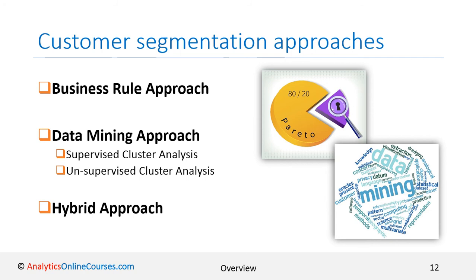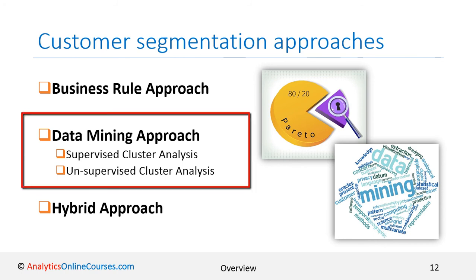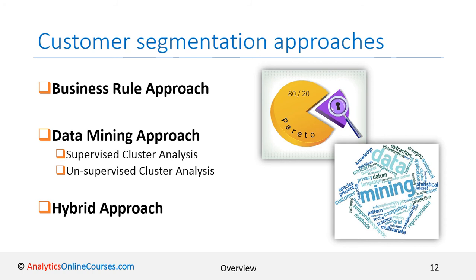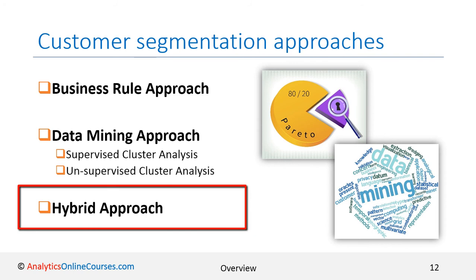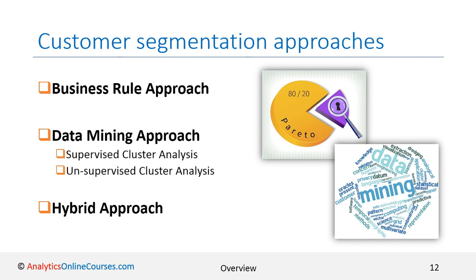What are the customer segmentation approaches? At a high level, we can classify customer segmentation approaches into 3 types. The first type is the business rule-driven approach. The second type is the data mining-driven approach. There are 2 subcategories for the data mining approach. One is supervised cluster analysis. The other is unsupervised cluster analysis. The third type is a hybrid of business rule and data mining-driven approaches. In other words, a mix of business rule-driven high-level segmentation followed by sub-segmentation using data mining approaches. We will provide further explanations of those approaches in the next few slides.